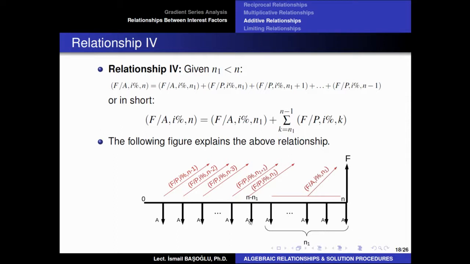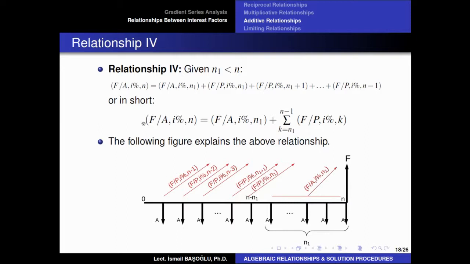Now, from this payment to the future, there are n1 years. From the previous payment, there are n1 plus 1 years. From the previous payment, there are n1 plus 2 years. From the first payment, there are n minus 1 years. So these values of n1, n1 plus 1, and n minus 1 are coming from here.